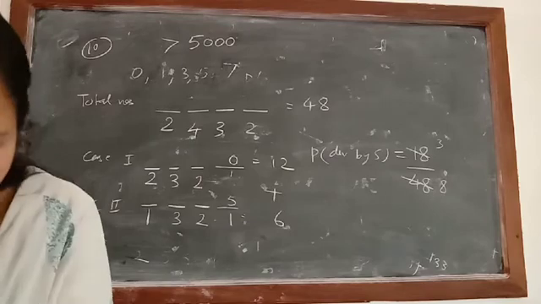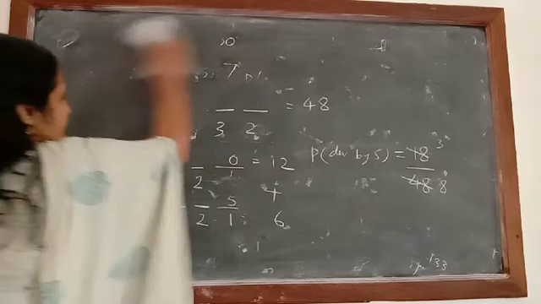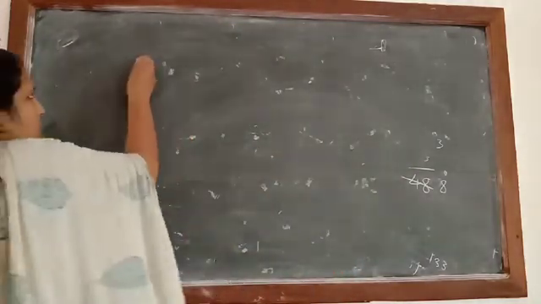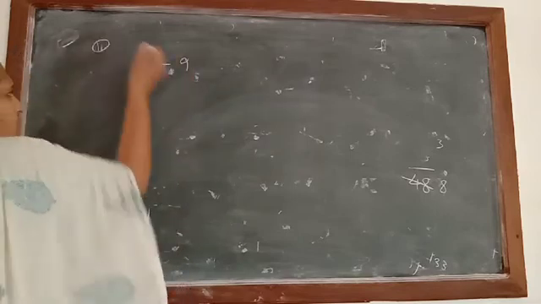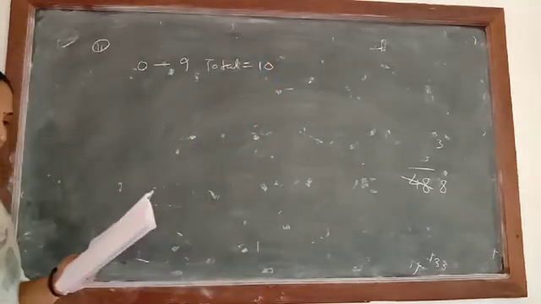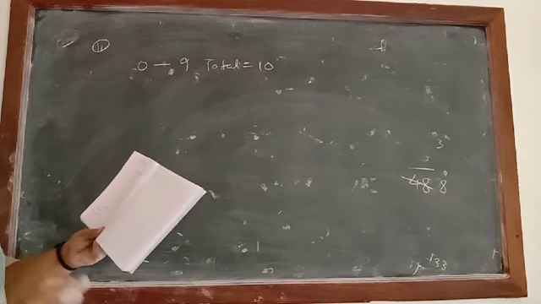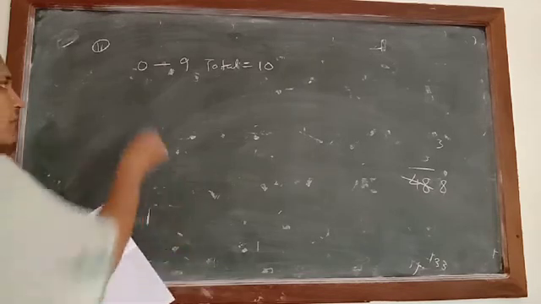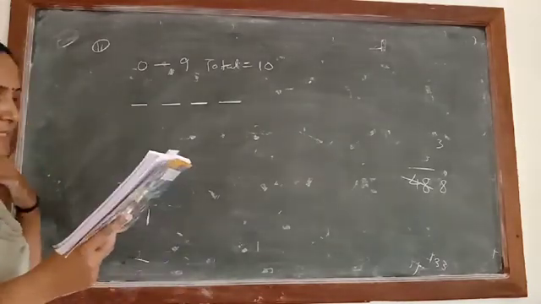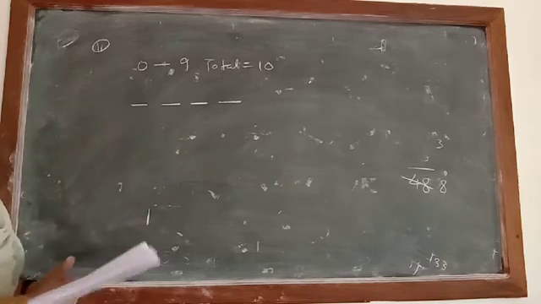Okay. Now one more question is there. The number lock of a suitcase has 4 wheels, each labeled with the numbers from 0 to 9. So numbers are there from 0 to 9, meaning total 10 numbers are there. And it is written that the lock opens with a sequence of 4 digits with no repeats. 4 digits are there, repetition not allowed. What is the probability of a person getting the right sequence to open the suitcase?